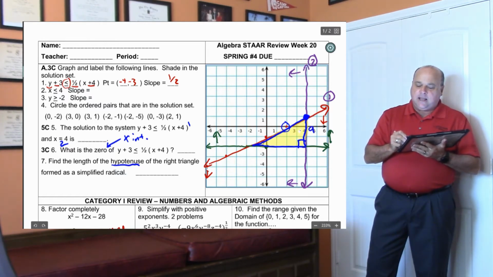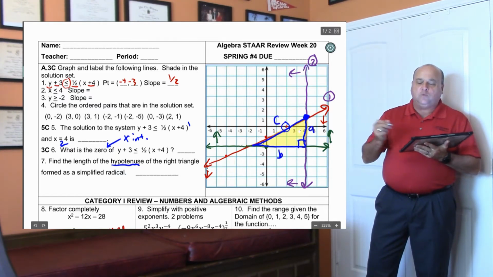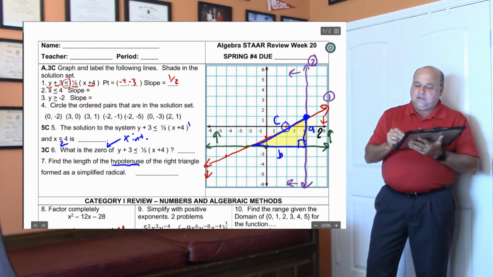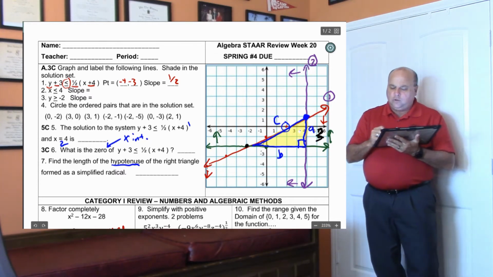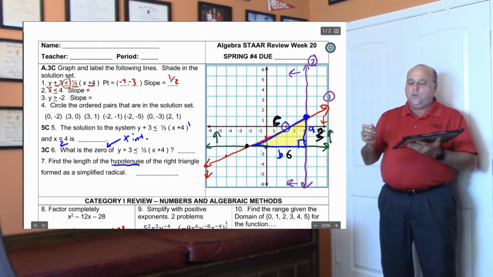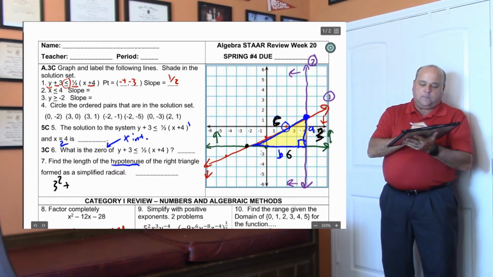It's going to be a squared plus b squared equals c squared, right? So I need my a, b, and c. My a is 3 units, right? 1, 2, 3. My b, actually it crosses here, doesn't it? 1, 2, 3, 4, 5, 6. My b is 6, and I don't know my c, do I? So I'm going to do 3 squared plus 6 squared equals c squared.